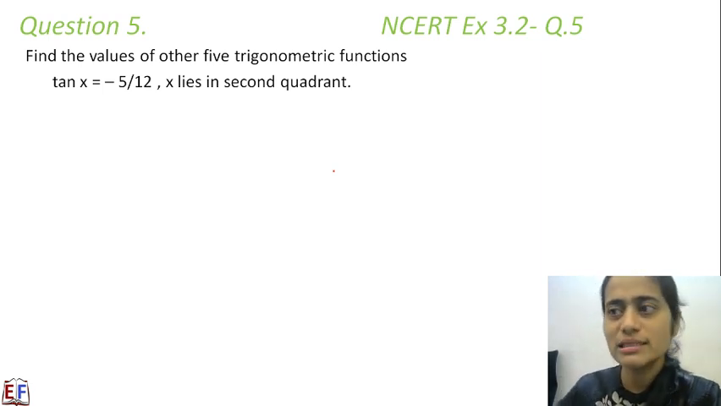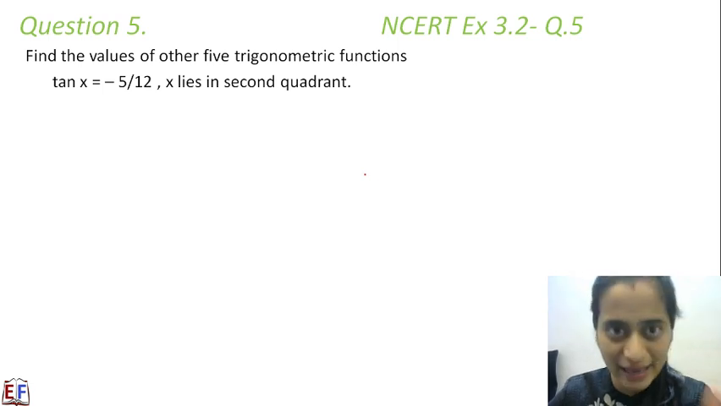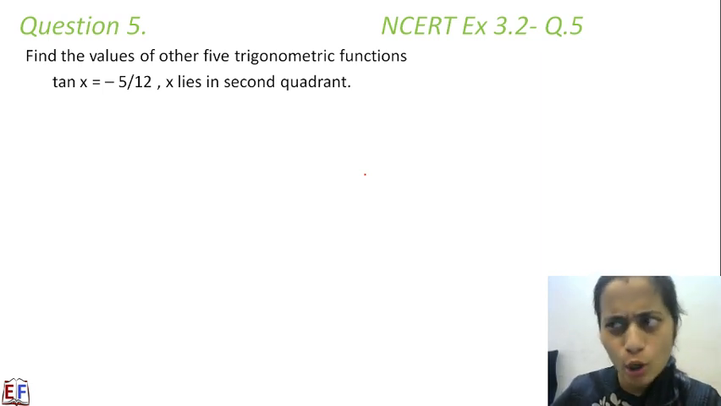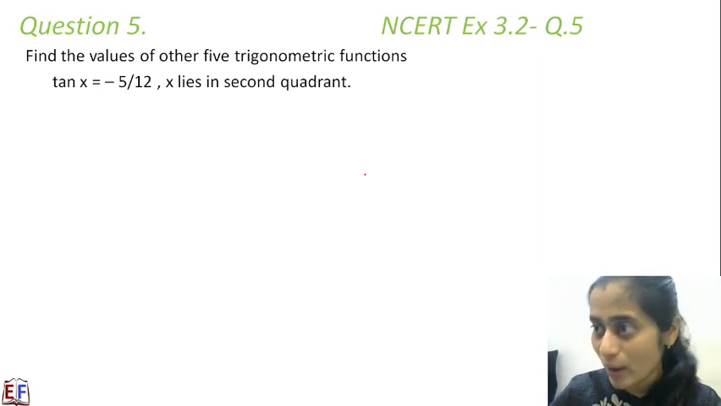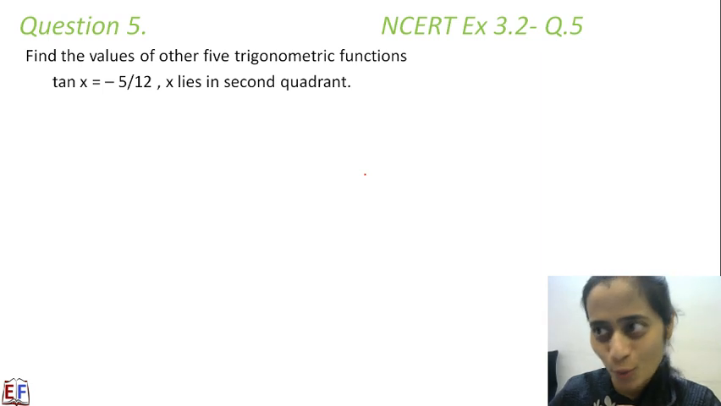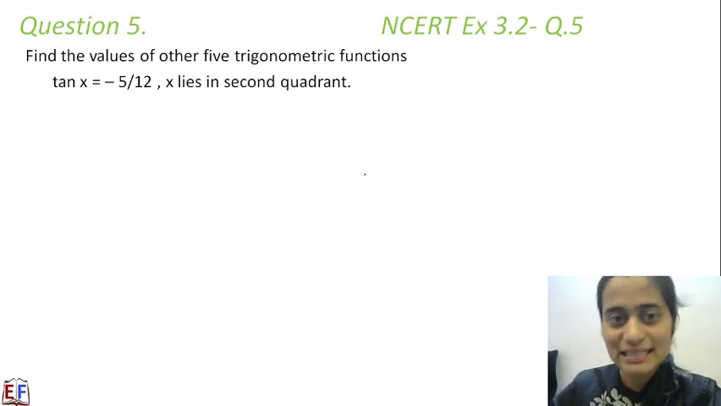If you notice, for this particular exercise, exercise 3.2, you just have two patterns of questions. Questions 1 to 5 are all of the same pattern. So I'm just solving one for you, and the remaining four questions you can do on your own. So let's get started.